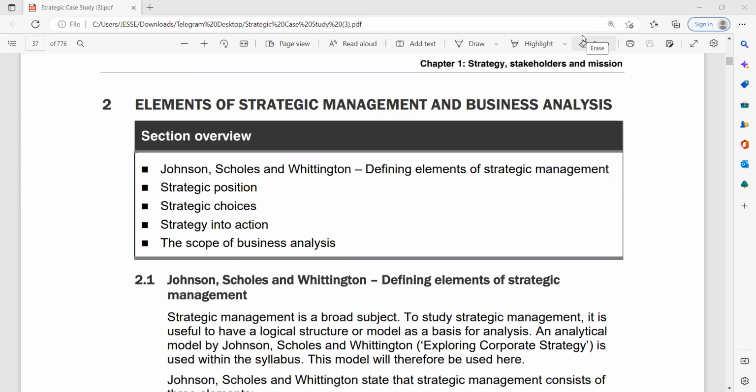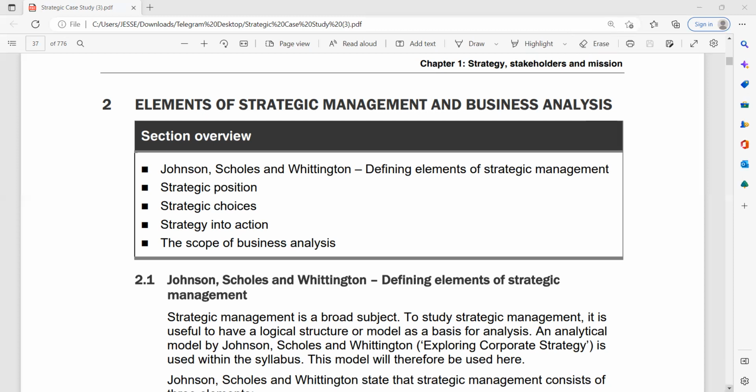We are following the ICA text, or if you are taking another professional course, the content is still the same for strategy. And so today we'll be looking at elements of strategic management and business analysis.